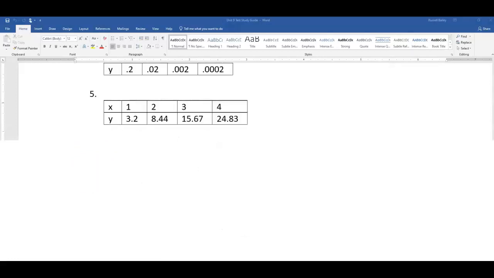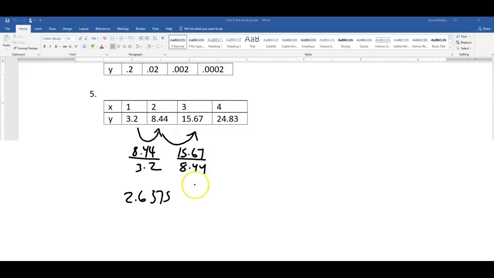Number 5, same thing. Just got to see if it's exponential by looking for that common growth factor there. So let's do it. 8.44 divided by 3.2. Get your calculators out and give that a try. You should get 2.6375. Try the next pair. We get 15.67 divided by 8.44, and we get 1.857 approximately. Those are not the same, and therefore this is not exponential.